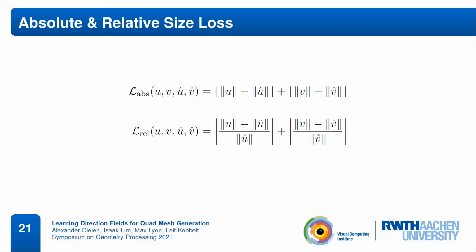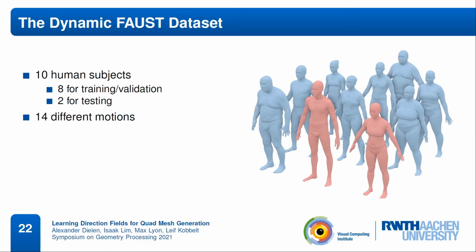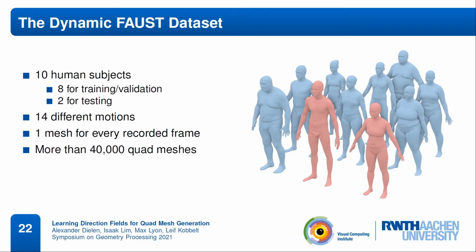We train our network on the dynamic Faust dataset, which contains 10 human subjects. Of these 10 subjects, we use 8 for training and validation and 2 for testing. The dataset was constructed by recording each subject in a variety of motions, such as jumping jacks and one-legged jumps. As a consequence, it contains 1 mesh for every recorded frame and more than 40,000 quad meshes in total. It should be noted that these meshes share their connectivity. That is to say, they were generated by registering a template quad mesh with a set of 3D scans.